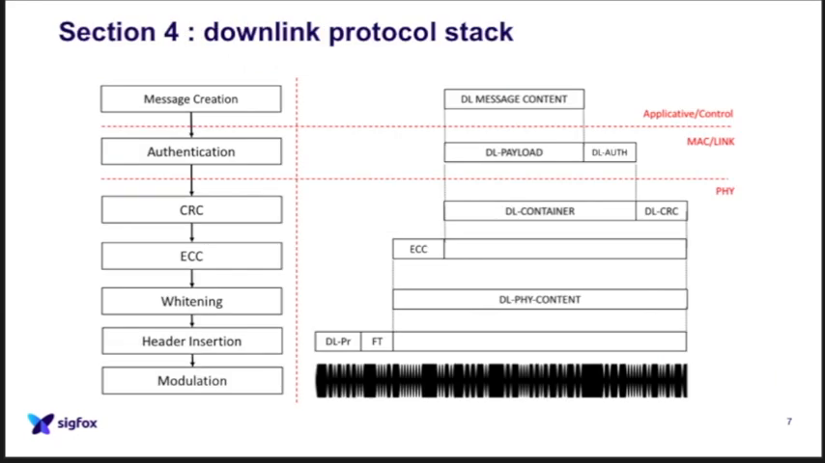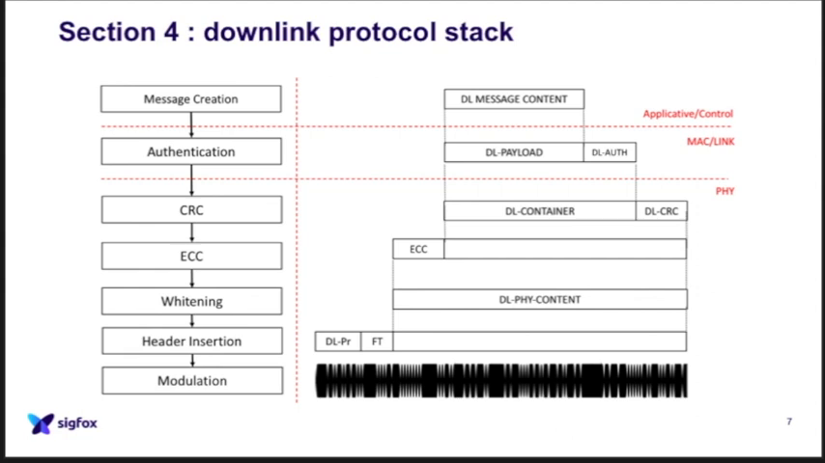Section 4 is about downlink communication, that is to say from the Sigfox network to devices. I guess you already know that downlink communication is triggered by uplink transmission in a Sigfox system. That's why the downlink protocol stack is a bit simpler than the uplink protocol stack. This is because in the Sigfox radio interface, the network is under the control of devices and not the other way around, as in many other communication systems you may know.